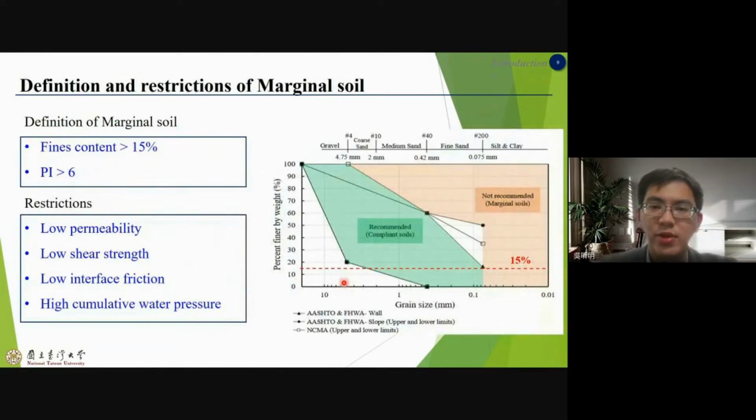As shown in the right figure, some criteria set requirements on the backfill's particle size distribution. It is called marginal soil if it does not meet the criteria, which has the disadvantages of low permeability and easy accumulation of water pressure. However, due to some restrictions or considerations, marginal soil is still often used, including economic consideration, environmental consideration, and local regulation.